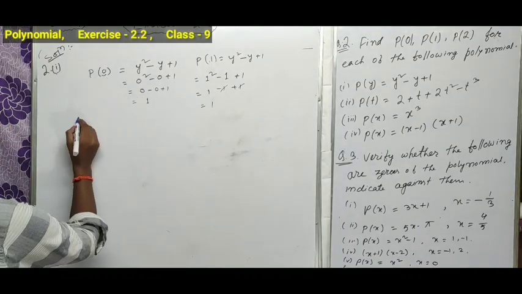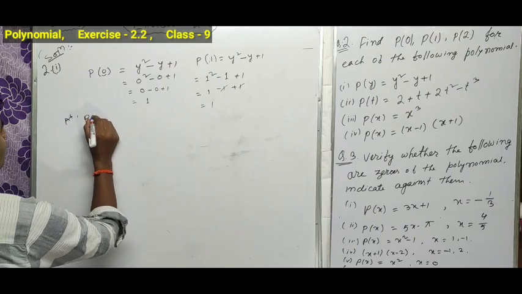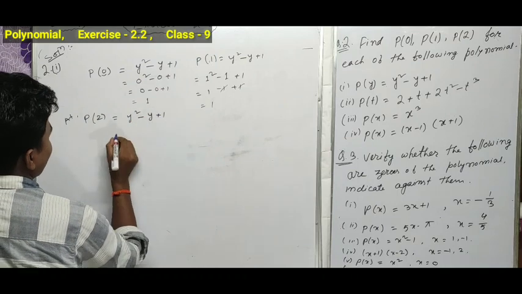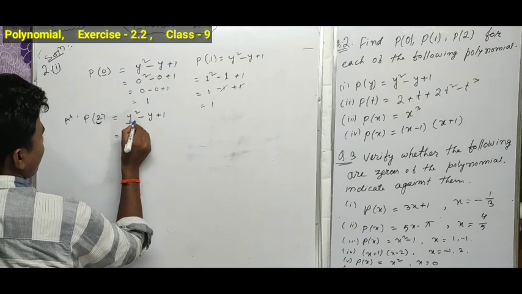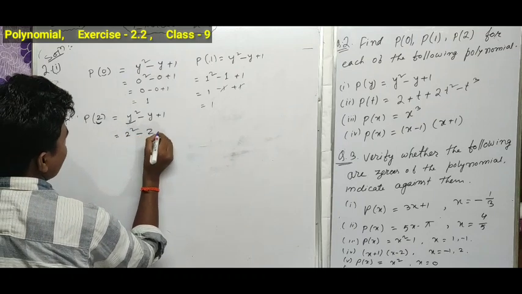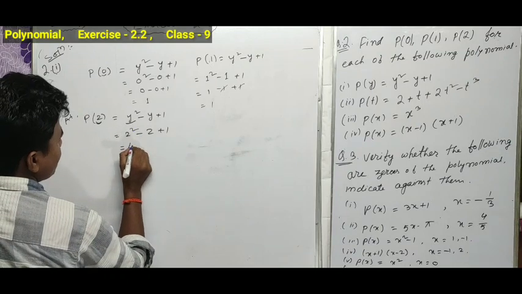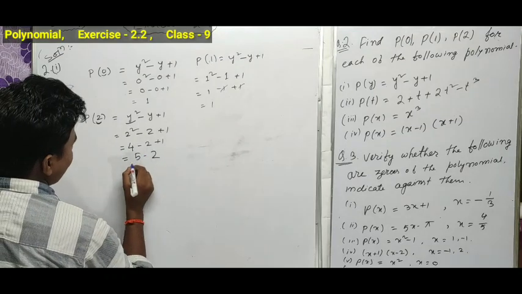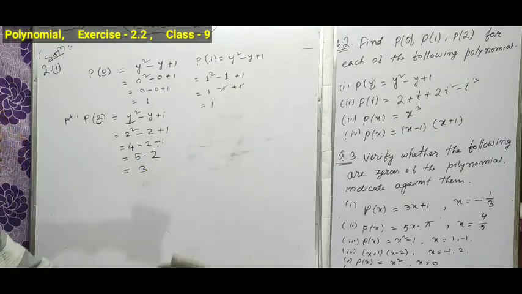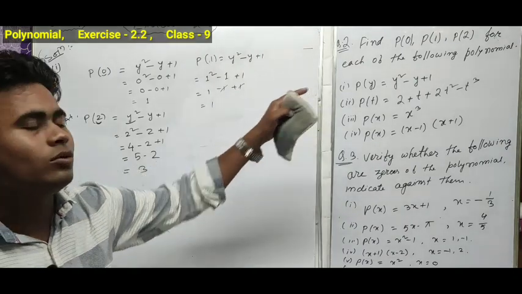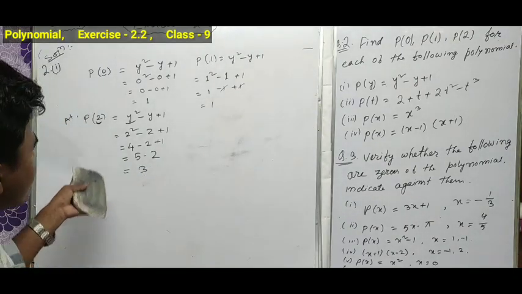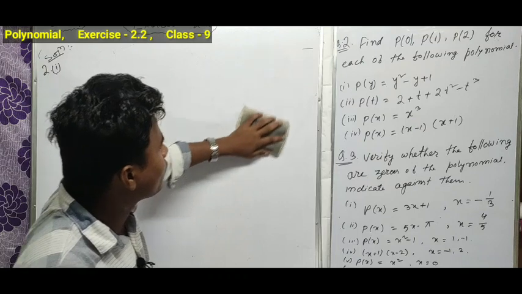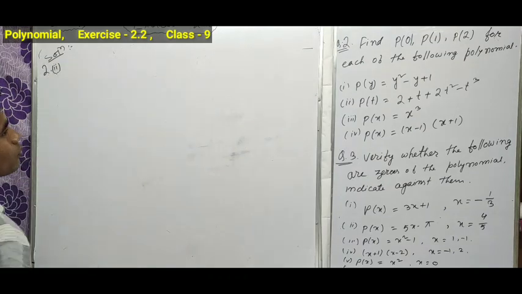Next, at p(2), y square minus y plus 1, we put 2 here. 2 square minus 2 plus 1. You can see 2 twos are 4, minus 2 plus 1. 4 and 1 make 5, minus 2 comes 3. So this is the solution of 2.1. Hope you understood. This one is very simple, we just did it the same way. Okay, next move forward to question number 2.